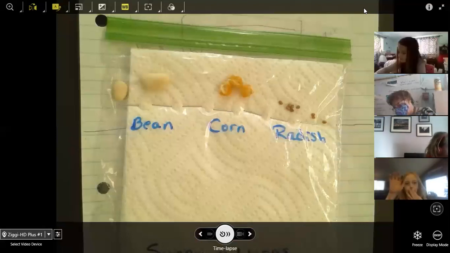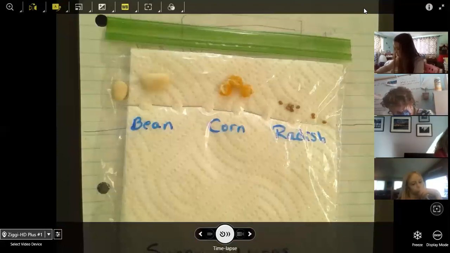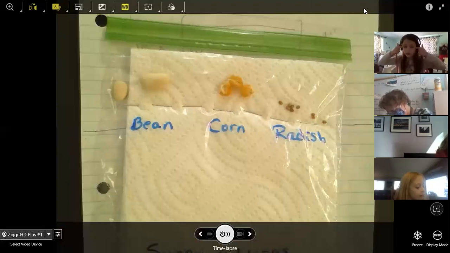So, I think that the seed's gonna open up a tiny bit and sprout, and then I think that it's gonna form a little flower. Okay, thank you for sharing. Make sure you draw that. Haley, what about you? I think the lima beans stick out a little stem, but I think the radish and corn, it's gonna stay the same.